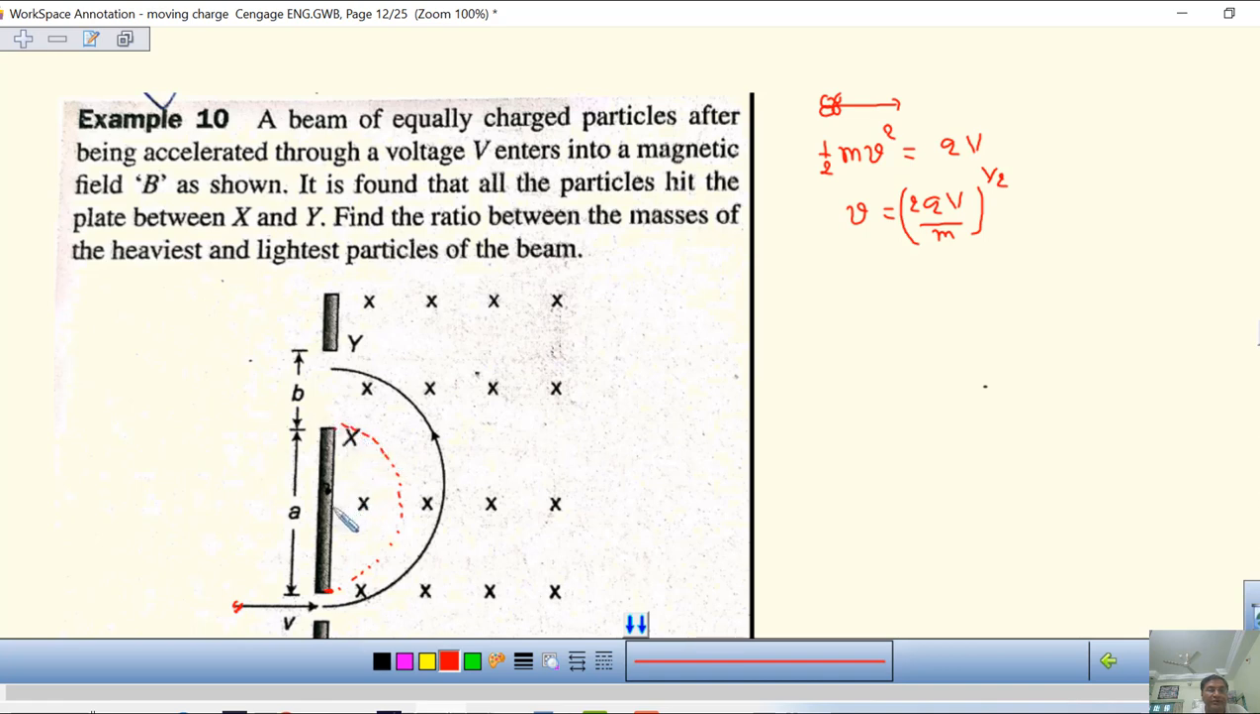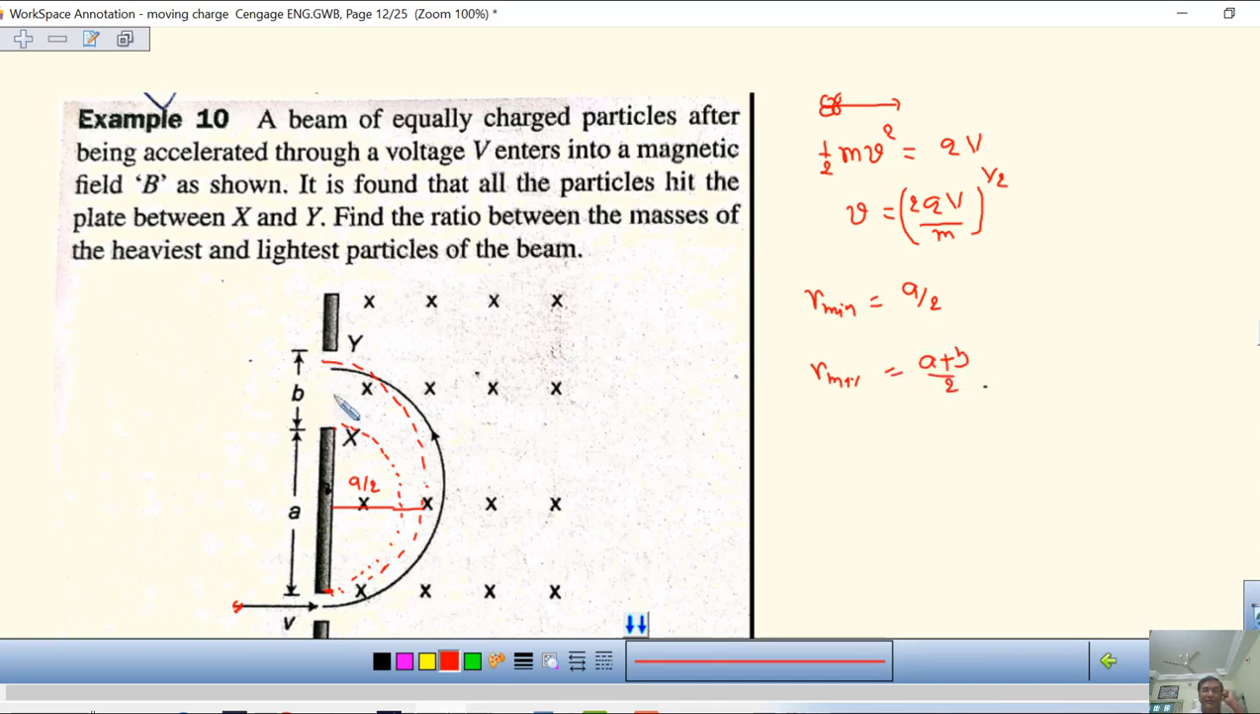So this radius is a by 2. So r minimum is a by 2. And maximum, it will go like this. So maximum radius is a by 2 plus b by 2. So that is r maximum, I can say (a plus b) by 2.